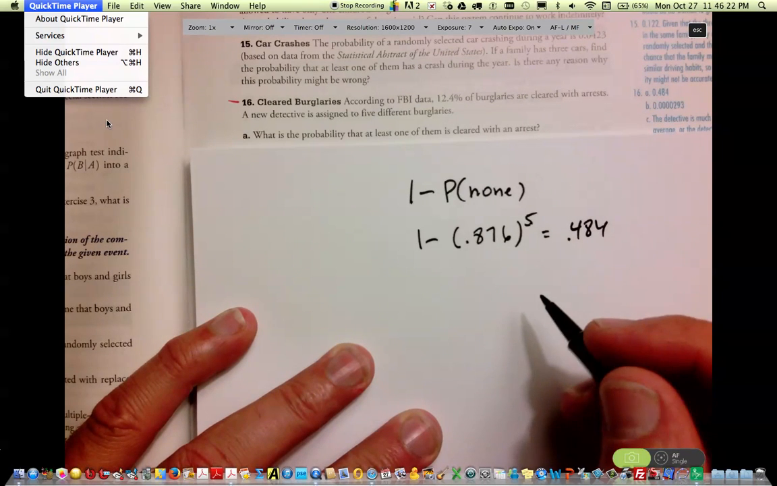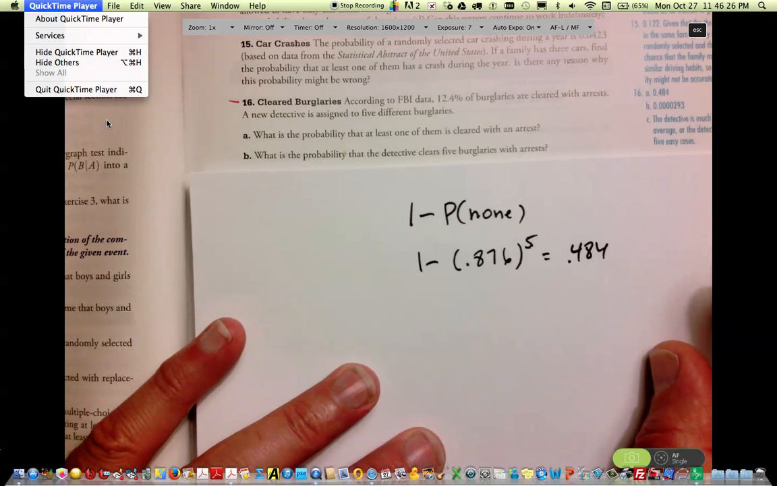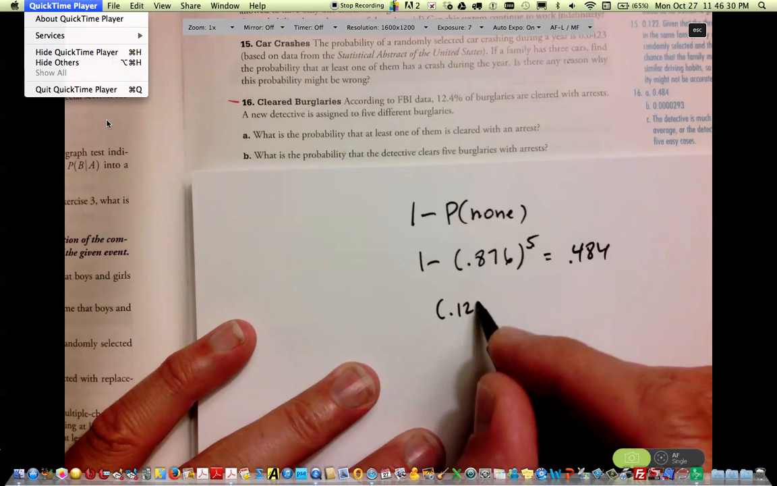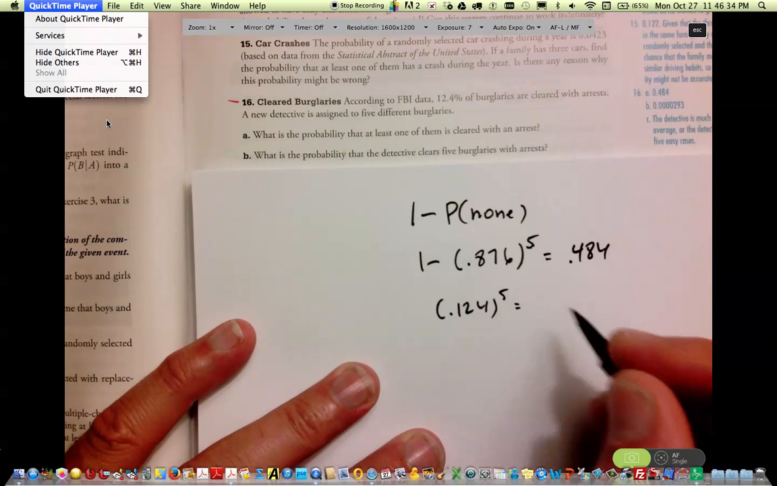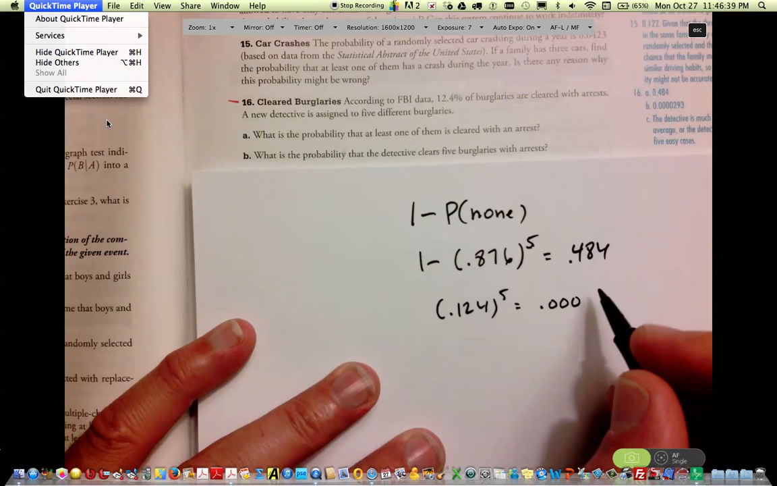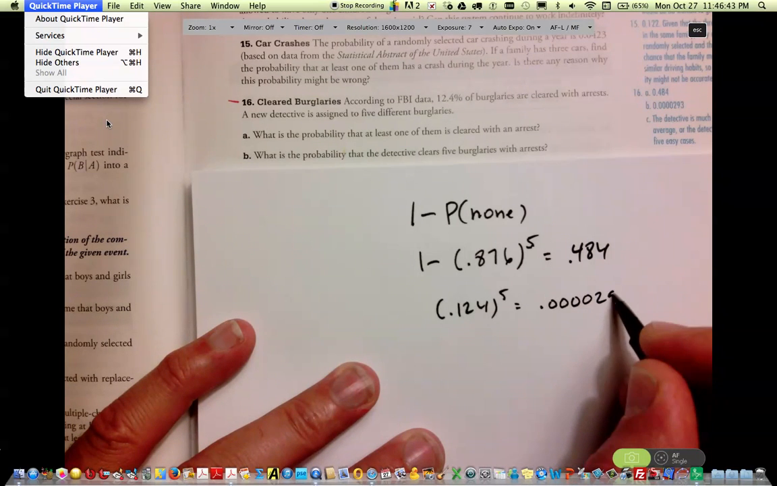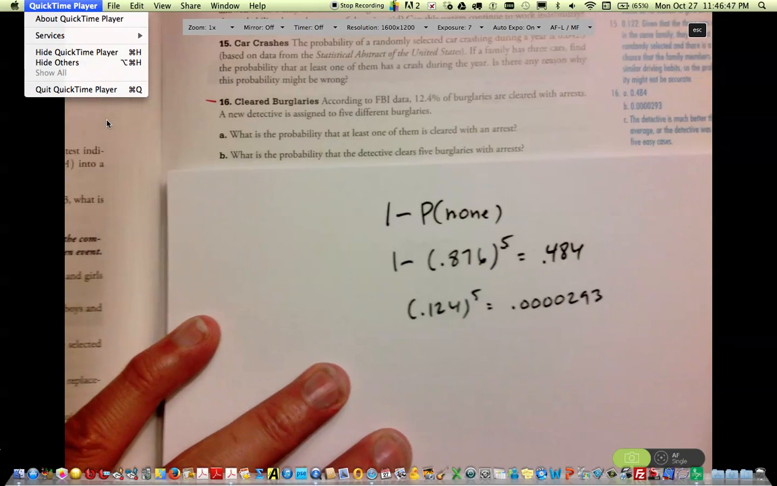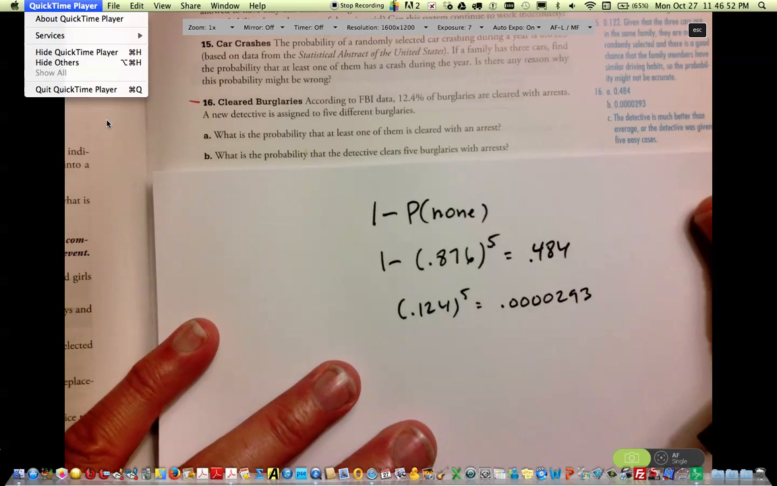So that's the answer to part A. What's the probability that the detective clears all 5 burglaries? Well, that's going to be 0.124 times itself 5 times. And we're going to come up with an answer here that is 0.000293. So not a very good chance that all 5 of them are going to be cleared, but there is a pretty good chance that we're going to get at least one of them cleared.